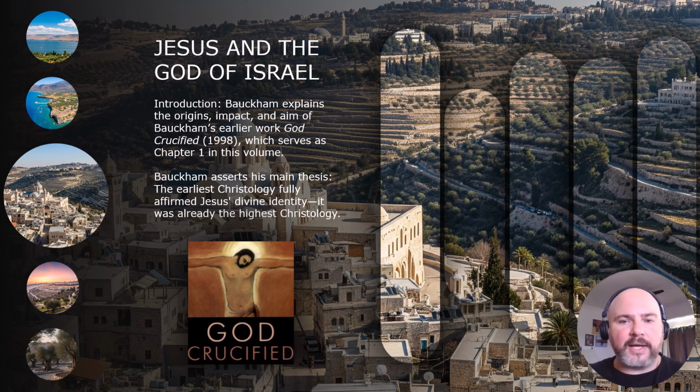Bauckham uses Jewish categories, creator, ruler, not Greek metaphysics. Early Christians affirmed Jesus' full divinity within Second Temple monotheism. Divine functions, creation and sovereignty, are intrinsic to God's identity. The crucified Jesus reveals who God truly is, echoed later by Martin Luther. And there are essays in the volume which are working papers toward a fuller study. Bauckham responds to critiques and remains committed to this research.